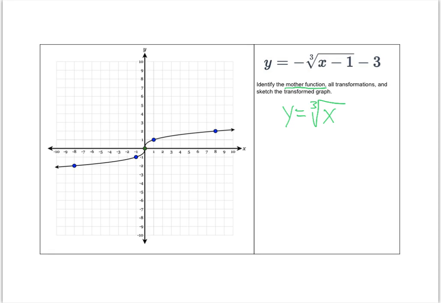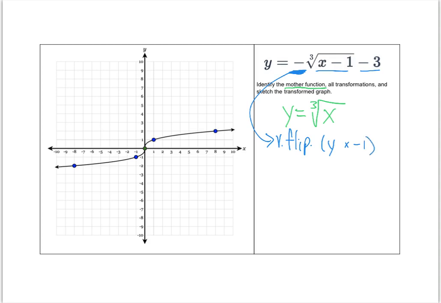All right, so the other pieces of this, we've got two things being subtracted, and then we've also got a negative on the outside. Each of these is going to be a different type of transformation. We've got the negative on the outside. This is going to be a vertical flip, and it's going to be all across the x-axis. Another way to think about that is that the y coordinates are going to be multiplied by -1.